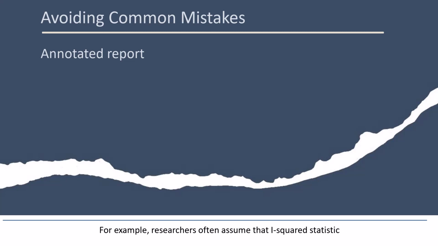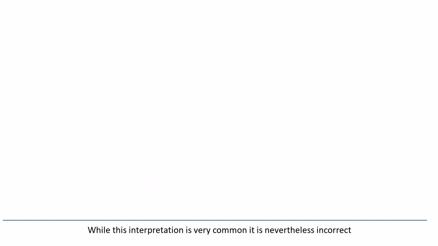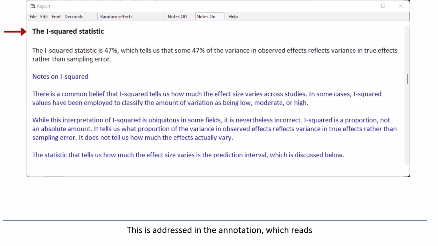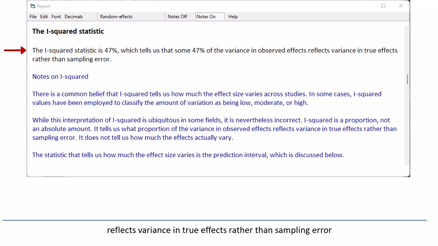For example, researchers often assume that the I-squared statistic tells us how much the effect size varies across studies. While this interpretation is very common, it is nevertheless incorrect. This is addressed in the annotation, which reads, the I-squared statistic. The I-squared statistic is 47%, which tells us that some 47% of the variance in observed effects reflects variance in true effects rather than sampling error. Notes on I-squared.